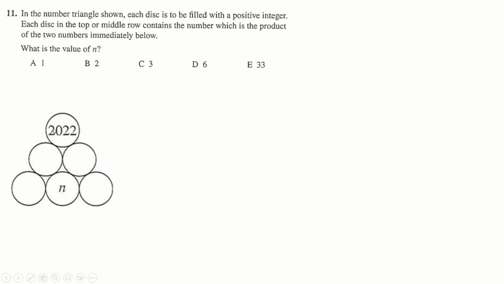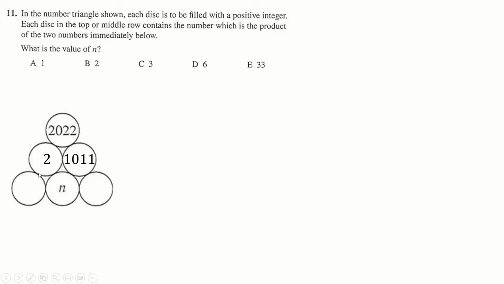Question 11. So this one, I've said this before in previous math challenges. You should always go into the math challenge knowing the prime factorization of whatever year it is that you're doing. So I knew going into this that 2022 is 2 times 3 times 337. So okay, you can just say it's 2 times 1011 though. You don't even need to know that much.